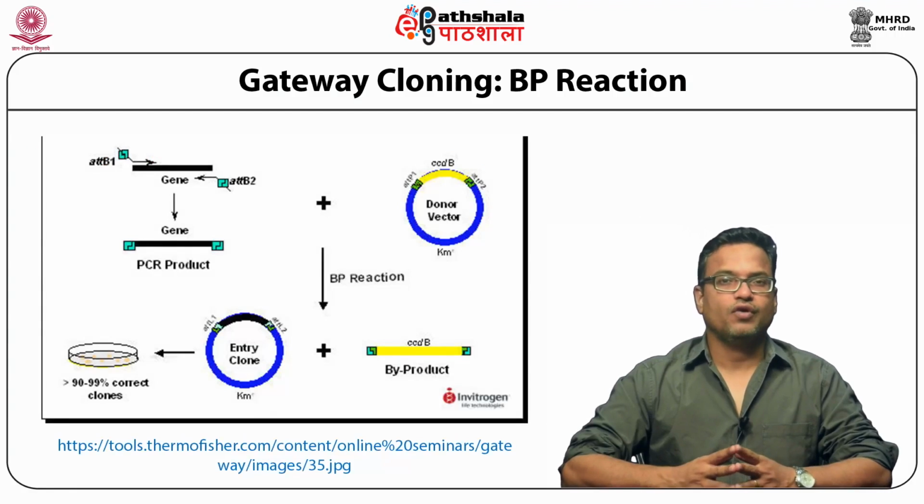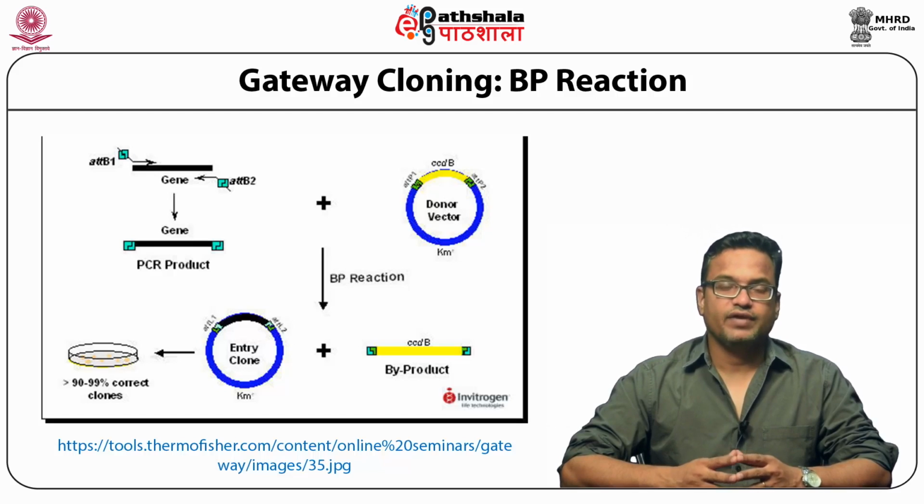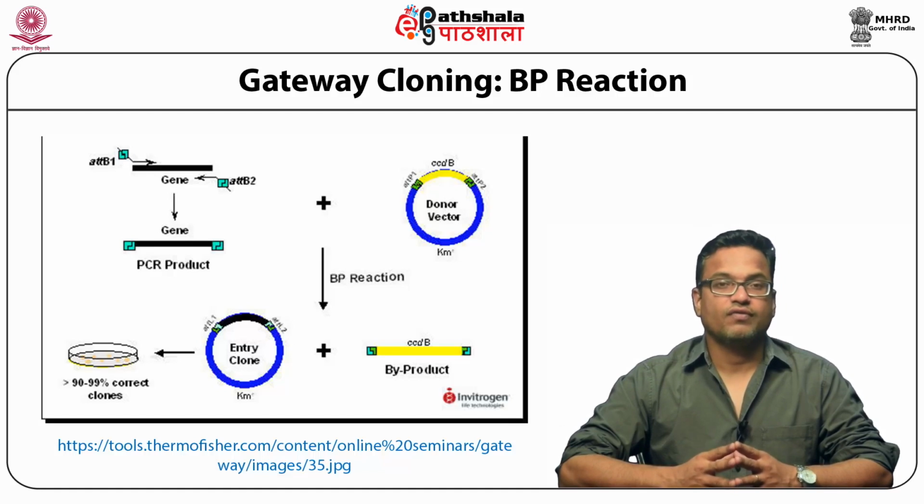So here is an overview of the BP reaction. In this schematic you can see that we have amplified our gene of interest with specific att sites, so it's att1, att2, and also in our vector, which is our entry vector, entry clone at this moment, we have similar sites named 1 and 2. Now once we incubate this reaction, there's a recombination which results in cloning of our gene of interest into the vector, but also results in a byproduct.